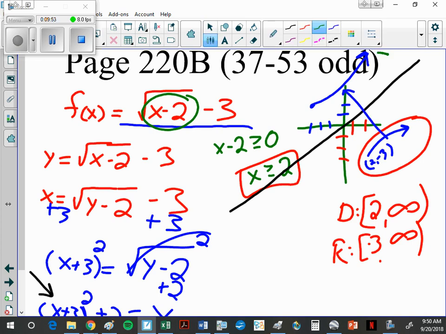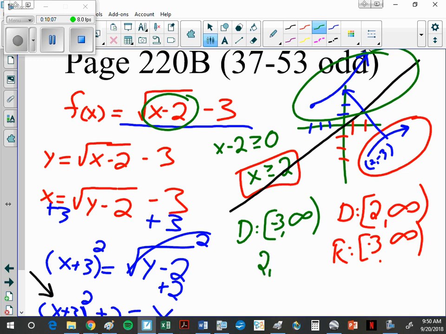What is the domain of this piece? -3 to infinity. And what's the range of that piece? 2 to infinity. And what do you notice? They just switched. Does that make any sense? Yes, because the inverse just switched my x's and my y's.